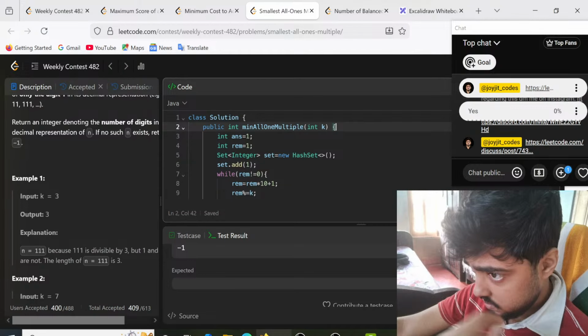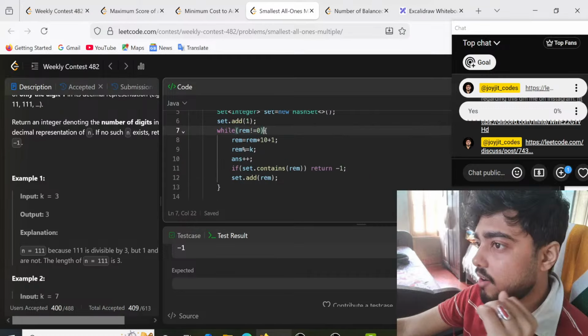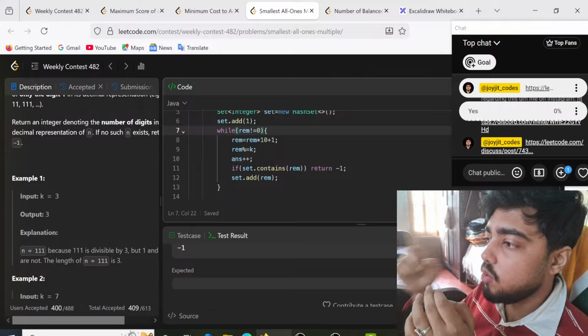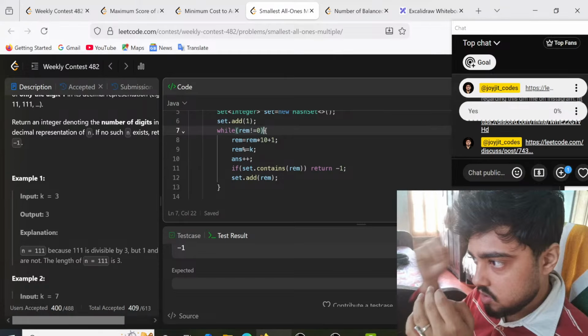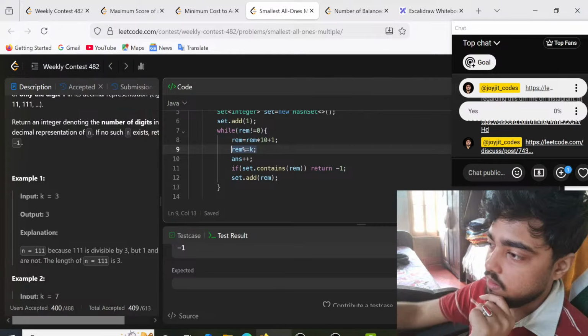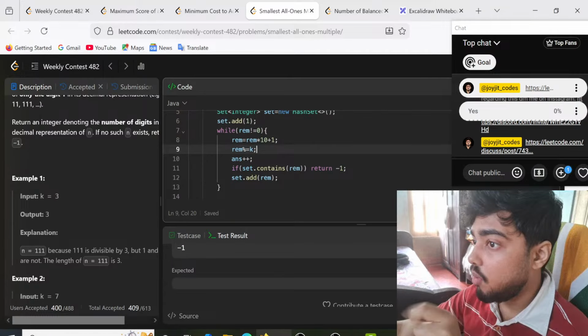Now we add 1 to it because remainder is 1. While remainder is not 0, we have to do it, right? What does remainder become? Remainder becomes whatever it is, and towards its right a 1 is added. So you can multiply it with 10, a 0 is added towards its right, and then you add 1 to it. So a 1 is added to its right. So remainder into 10 plus 1. Remainder mod is equal to k. Why? Because we don't care about whatever is the divisor. We care about the remainder. So what is the new remainder? Now it is the mod is equal to k thing.